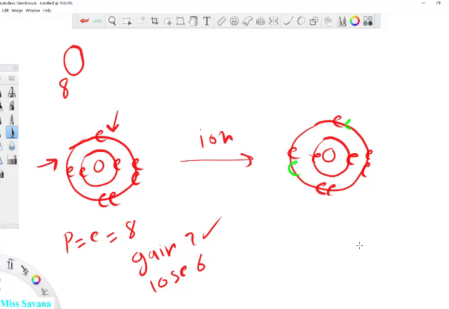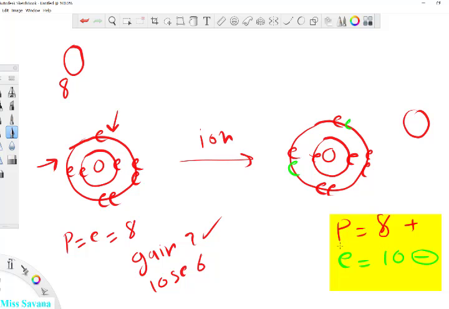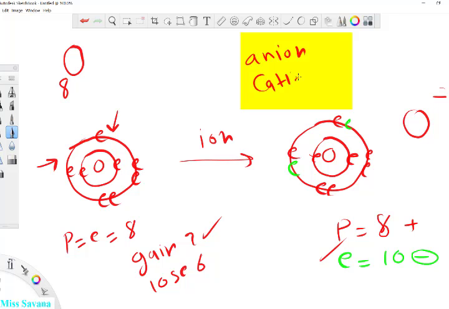As you can see, guys, I gain 2 electrons, so my electrons now are 10. This is my negative charge. What about my protons? They are actually the same, 8. So this is my positive charge. So what do you think the oxygen is gonna show up with? Definitely, it's the negative charge. And is it gonna be an anion or a cation? Definitely, it's an anion because the negative charge is showing on it. Okay, this is the idea, guys.